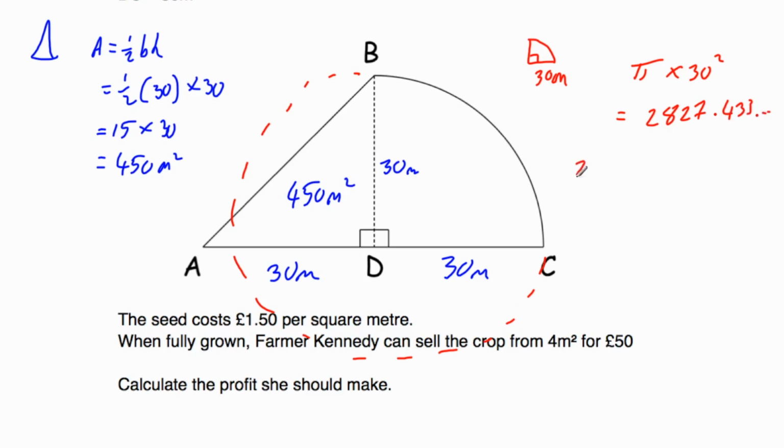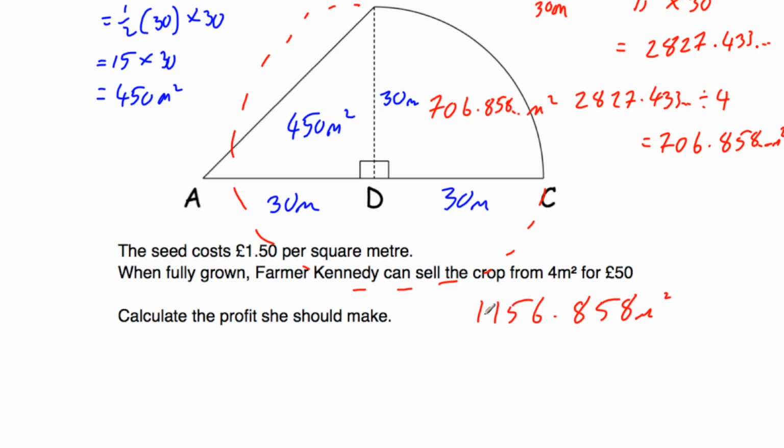Now we just need to divide that by 4. 2,827.433 and so on, still on my calculator display, divided by 4 is equal to 225 pi or 706.858 and so on meters squared. So the area of this quarter circle is 706.858 and so on meters squared. The area of the whole field, we can add these together, plus 450, so the area of the whole field would be 1,156.858 meters squared to 3 decimal places.